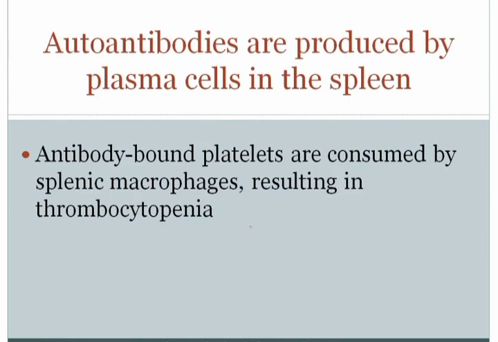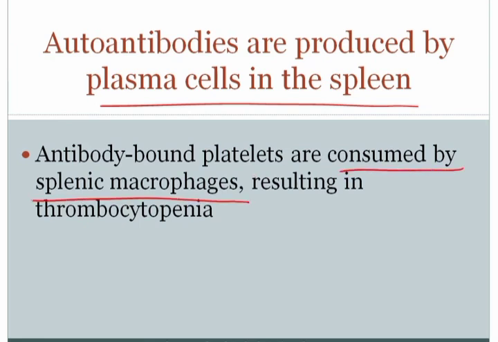Now, the antibodies in this particular case, those IgG antibodies that are causing the disease, are actually produced by the plasma cells in the spleen. Interestingly, these antibodies are produced, they go out into the blood, they bind the platelets, and when they bind the platelets, the macrophages within the spleen actually eat those antibody-bound platelets. So the spleen is making the antibody as well as consuming the platelets that are bound to the antibody. And of course, when the platelets are consumed, that's what results in the thrombocytopenia.